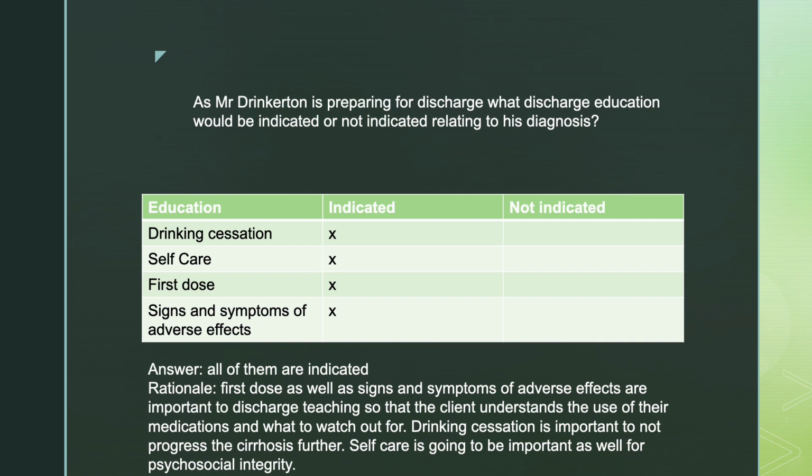As Mr. Drinkerton is preparing for discharge, what discharge education would be indicated or not indicated relating to his diagnosis? So all of these are going to be indicated, and that is because the first dose, as well as signs and symptoms of adverse effects of medications, are important because the client wants to understand the use of the medications and what to watch out for. Drinking cessation is important to not progress the cirrhosis further, and self-care is also going to be important for his psychosocial integrity, as that is what led him to overdrinking to begin with.